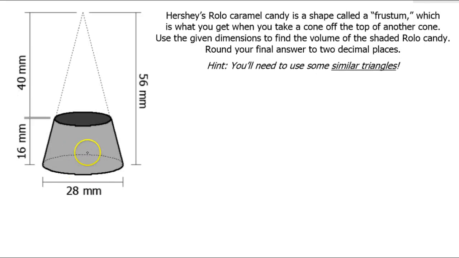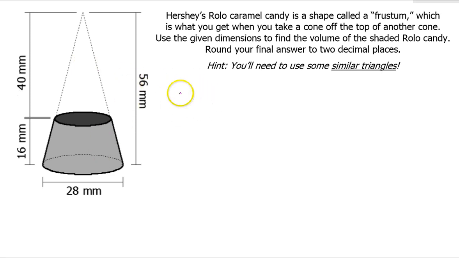Check it out. Here's a bonus question. It's very, very interesting. Multi-layered, if you will. We need to find the volume of this shape. All right, it's a Rolo candy. But the volume of this shape could be thought of as a cone with a smaller cone subtracted from it. So it's basically a full cone where the top part of the cone has been chopped off and taken away. So it's a large cone minus a smaller cone.